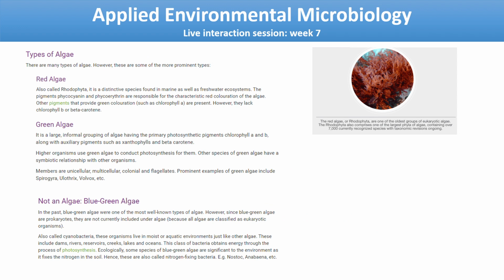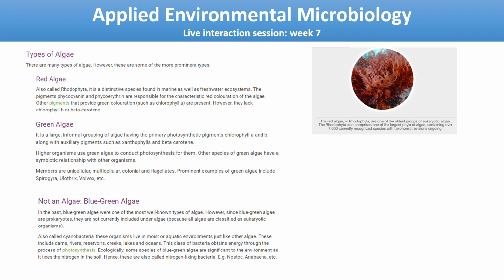One can be red algae, also known as rhodophyta, which is a distinctive species generally found in marine as well as freshwater ecosystems. They appear red because they have pigments, that is phycocyanin and phycoerythrin, which gives them this color. Sometimes green coloration is observed if chlorophyll is present, but this kind of algae lacks chlorophyll B or beta carotene. The next type is called green algae.